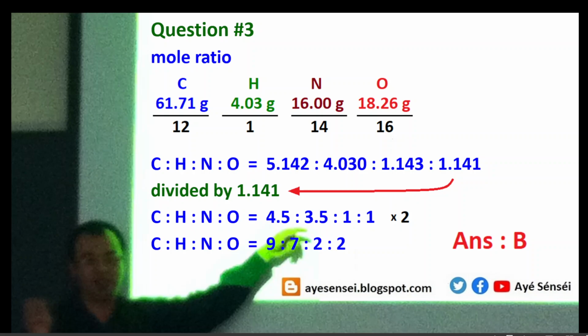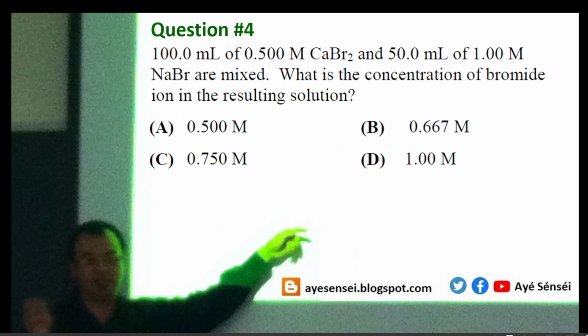Okay, so let's proceed to question number 4. There are two solutions here. First is calcium bromide, 100 milliliters, 0.5 M, and then sodium bromide, 50 milliliters, 1 M. What is the concentration of the bromide ion in the resulting solution?